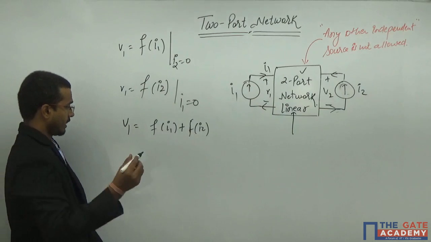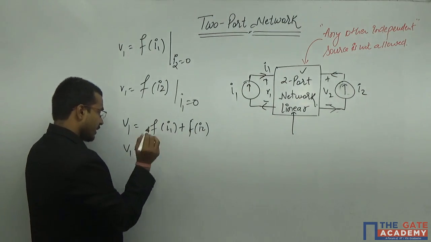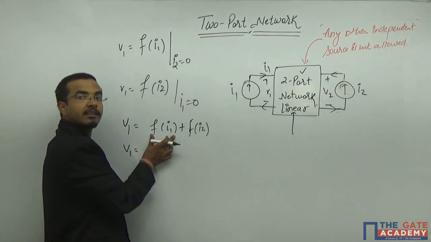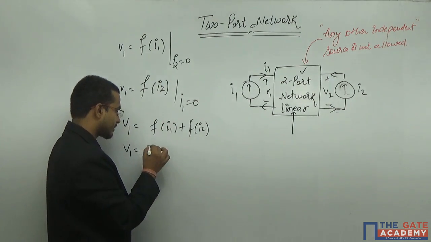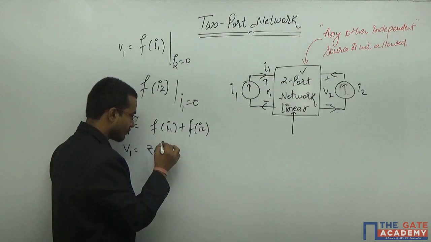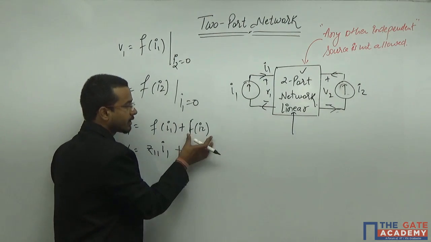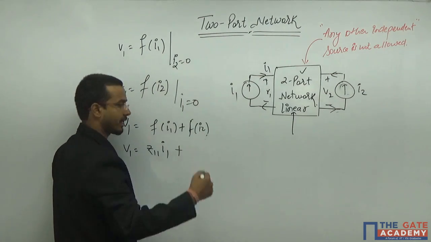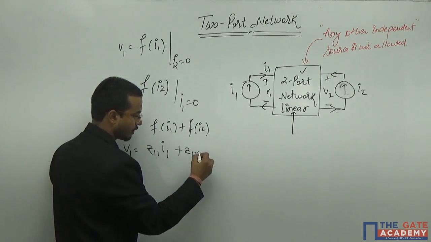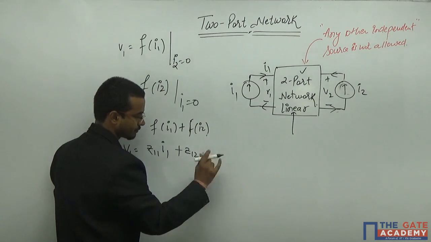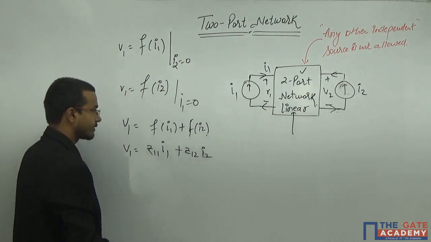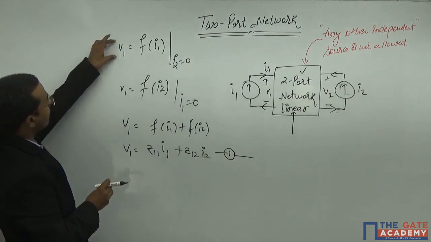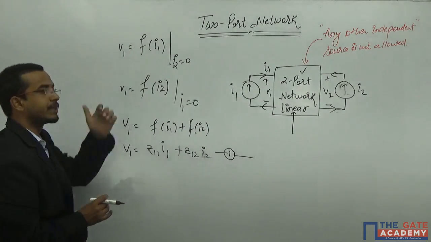Now, if this function is a multiplication of I1 with some constant factor, I am claiming that it is Z11 I1, plus this is a particular factor which is the multiplication of I2 with some constant factor, and I am claiming that it is Z12 I2. And this is my equation number 1, when I got V1 as a function of I1 and the function of I2.